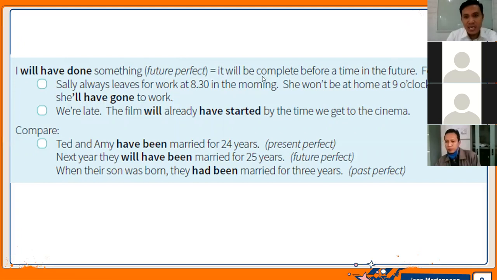What does it mean? It will be complete before a time in the future. It means the action will be complete before a time in the future. Or in bahasa Indonesia we can say mengungkapkan pekerjaan yang sudah akan selesai, sudah selesai, tapi di masa yang akan datang. Oh, it's a bit confusing. In the future, but already completed. Yeah, sometimes we can say that too when we are planning to do something, right?